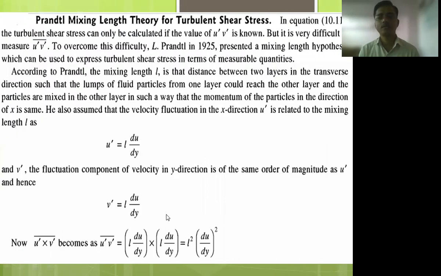Then Prandtl came with another theory, called the mixing length theory. This u dash v dash bar is very difficult to measure. To overcome this difficulty, L. Prandtl in 1925 presented a mixing length hypothesis which can be used to express turbulent shear stress in terms of measurable quantities. According to Prandtl, what is mixing length? This mixing length is nothing but the distance between two layers.